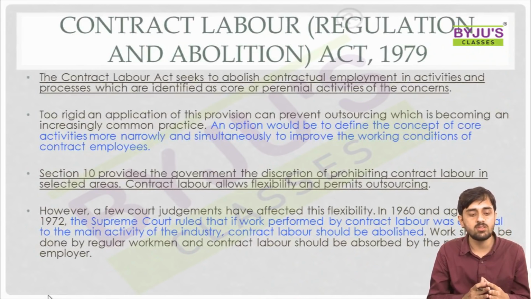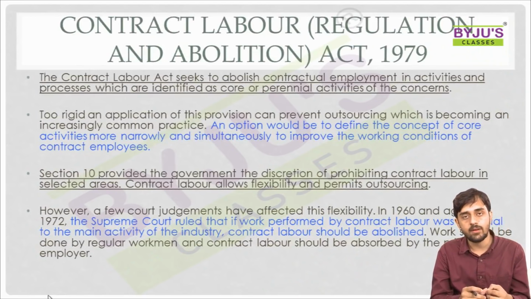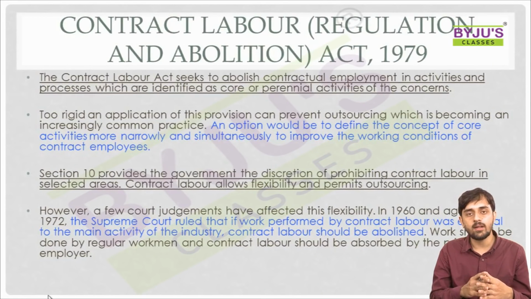The second major law which needs to be reformed is the Contract Labor Regulation and Abolition Act, 1979. Now, as I told you, contract labors are a subcategory within the organized sector which are often used by the employers to break the strikes if they are launched by the permanent employees, and so this often creates a rift between the contractual employees as well as the permanent employees.